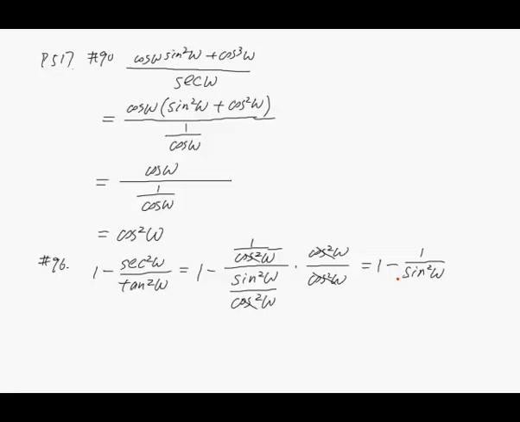Okay. And now, tell me what is the next step. What should I do right now? Yeah, try to rewrite this using one reciprocal identity. And we know 1 over sine w is equal to what? Cosecant, right? So now this guy is just equal to 1 minus cosecant square w. And what is 1 minus cosecant square w?